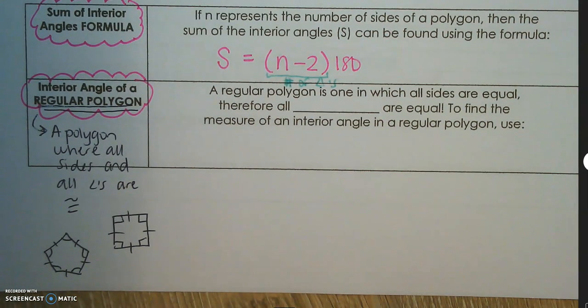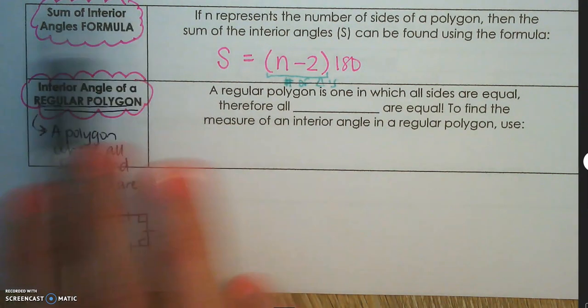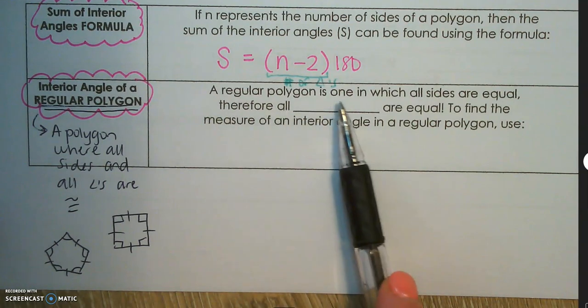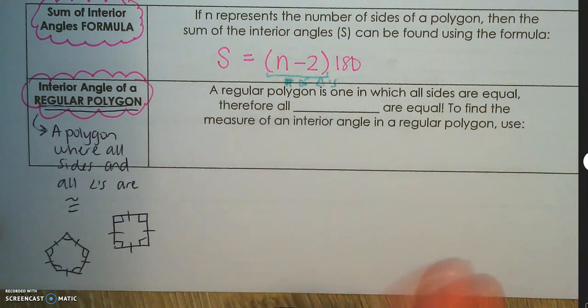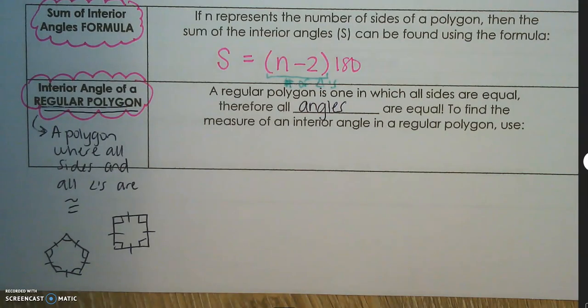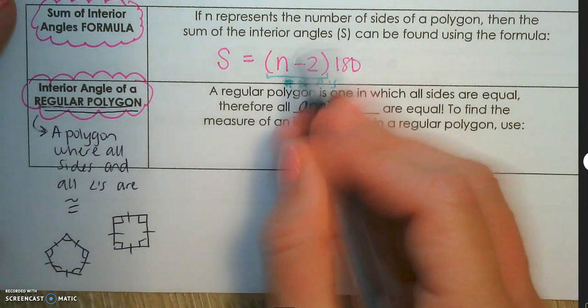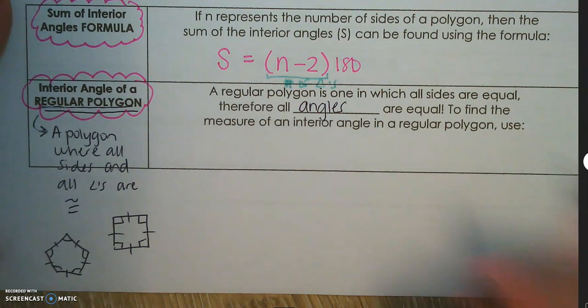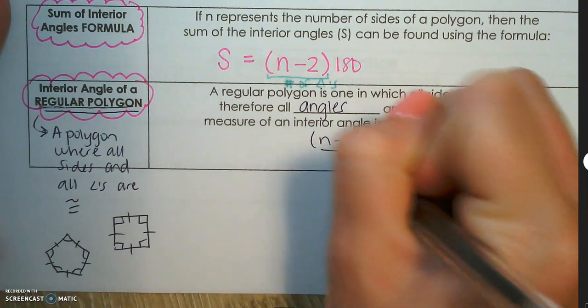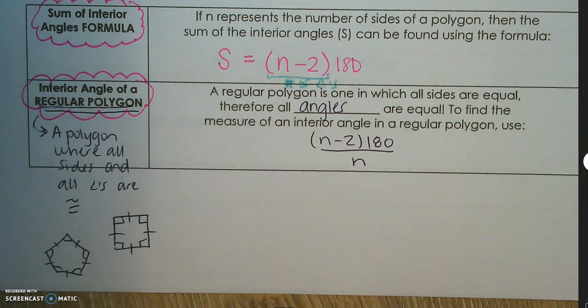Well, if all of the angles are congruent, right, then we can take the total sum of the interior angles and just divide that by the number of sides. So a regular polygon is one in which all the sides are equal, therefore all of the angles are equal. To find the measure of the interior angle of a regular polygon, we're just going to take this formula and divide it into n equal parts. So n minus 2 times 180 divided by the total number of sides.